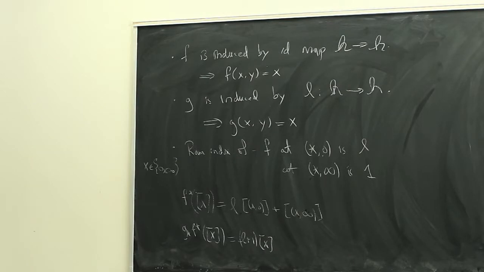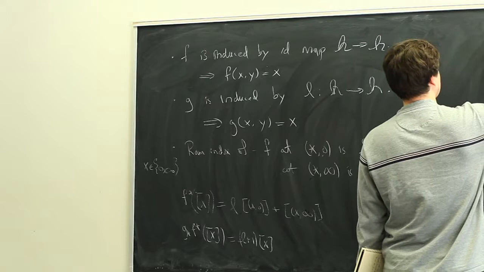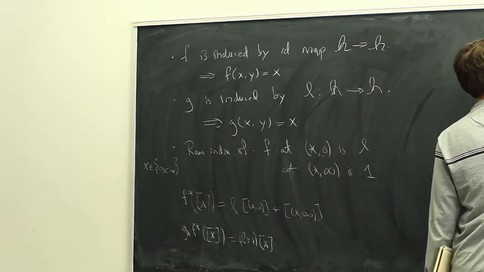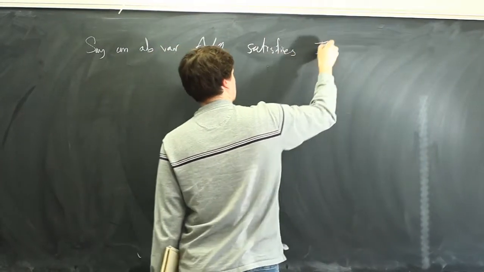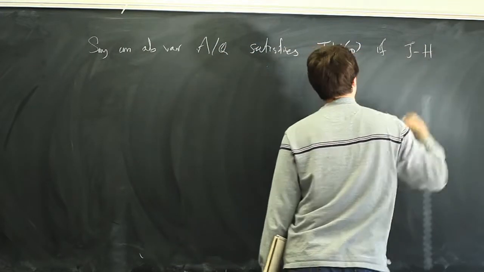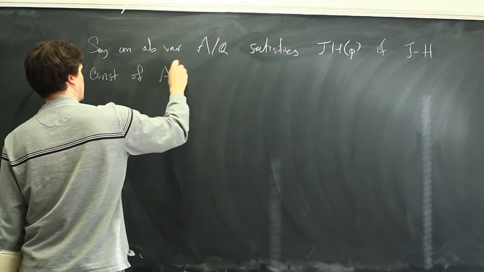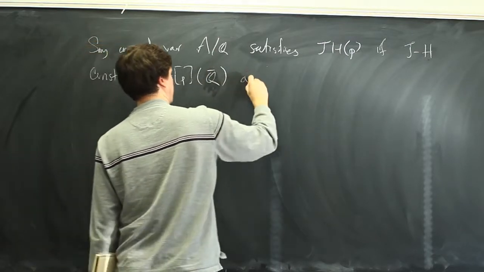Okay, so that's what we need to know about the cusps. Now we're going to move on and try and find this quotient of the Jacobian. It's going to be convenient to introduce a little terminology. So I'm going to say that an abelian variety A over Q satisfies the condition JH of P if the Jordan Holder constituents, and it's this thing that we just talked about, Jordan Holder constituents of A[P] over Q bar are trivial and cyclotomic.